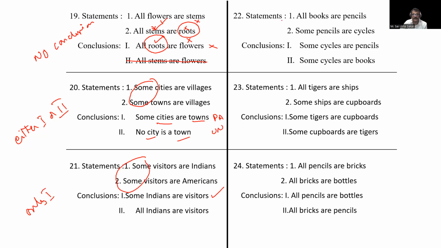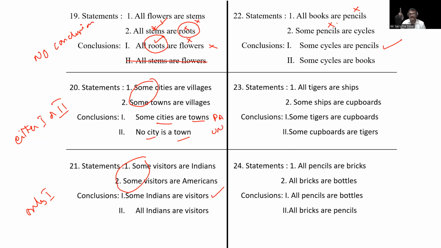Next, 22nd one. All books are pencils. Some books are pencils. Some pencils are books. No. Some pencils are cycles. Some cycles are pencils. So, first one is a valid immediate inference. Next, what about the immediate inference? Middle term is not distributed, so there is no immediate inference.